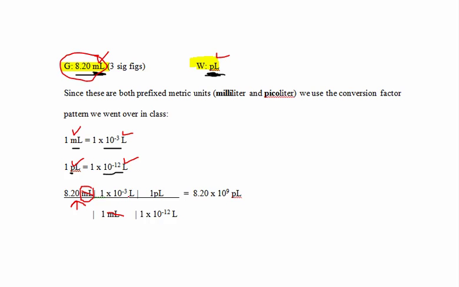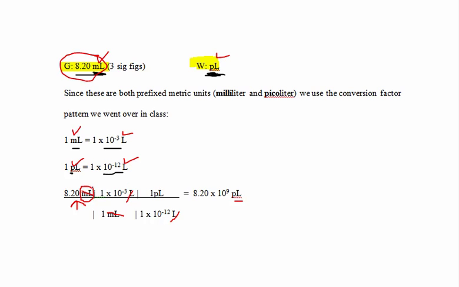Now I have liter in my numerator, and it's not what I want, so I know that in my denominator, I have to have liter. Here's my second conversion factor, and so the number that goes with this liter goes in the denominator with liter. So liter divided by liter is 1. Now I've used both my conversion factors. All of my units have canceled out except for picoliter, which is exactly what I want.